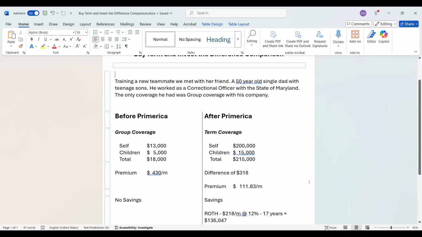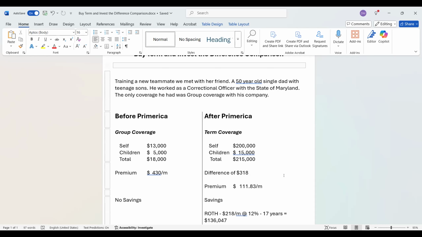So after we went through everything, I was able to give him $200,000 on himself. His boys were almost 18 at that point, so he put $15,000 on them, a total of $215,000. His premium was actually $111.83. He was 50 years old at that time. That saved him a difference of $318 every month.